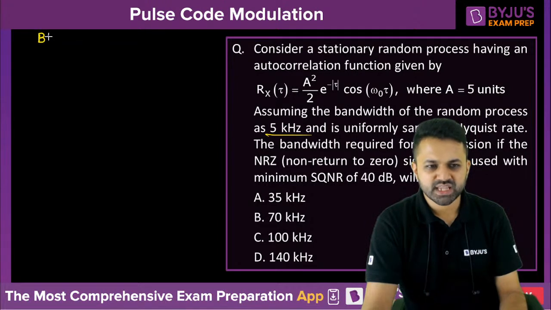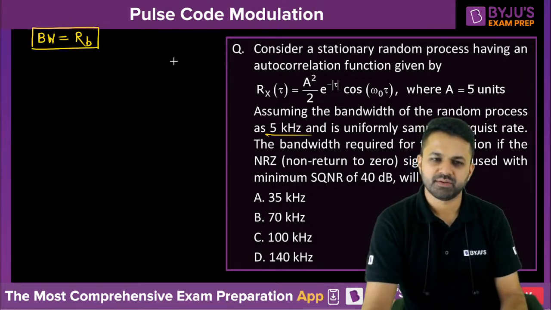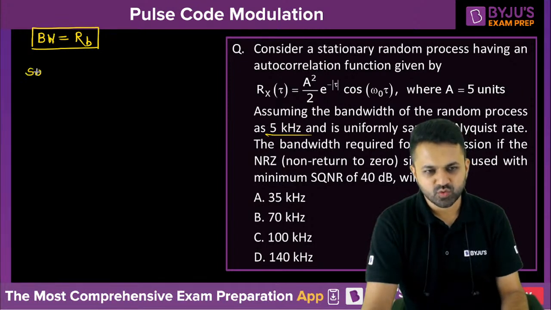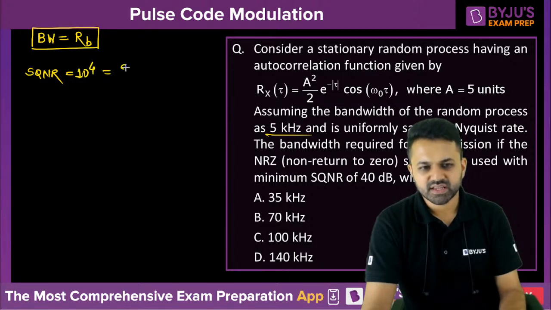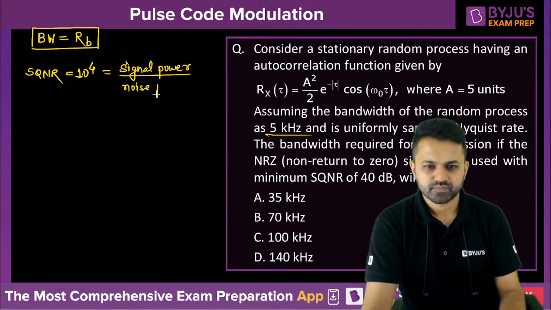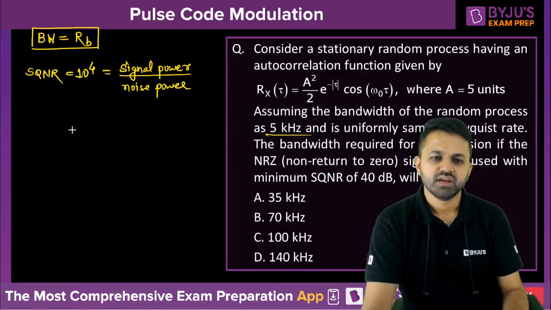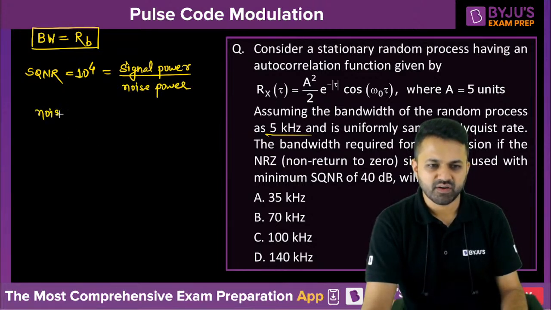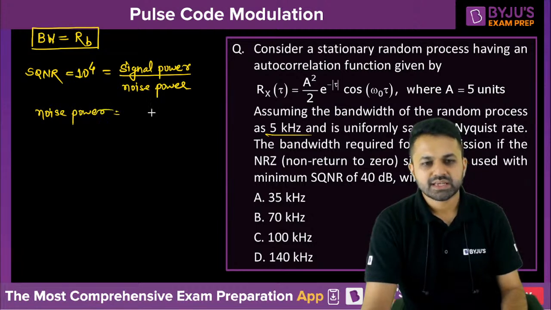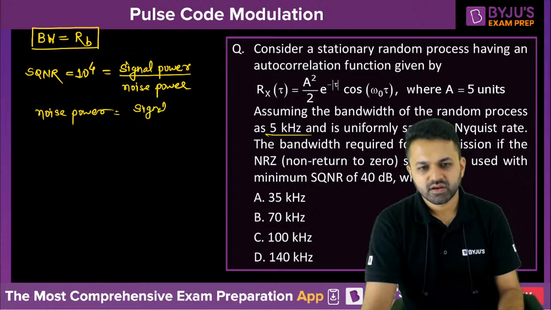First of all, you should know that the bandwidth requirement in case of non-return-to-zero is Rb. So we want to calculate the bit rate, and because the signal to quantization noise ratio is given, that is nothing but 10 raised to power 4, the signal power divided by noise power. Now we can calculate the noise power as signal power divided by 10 to the power 4.